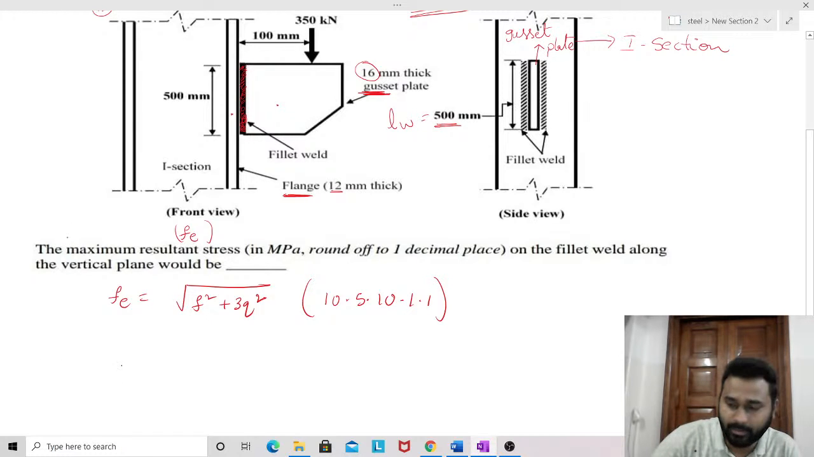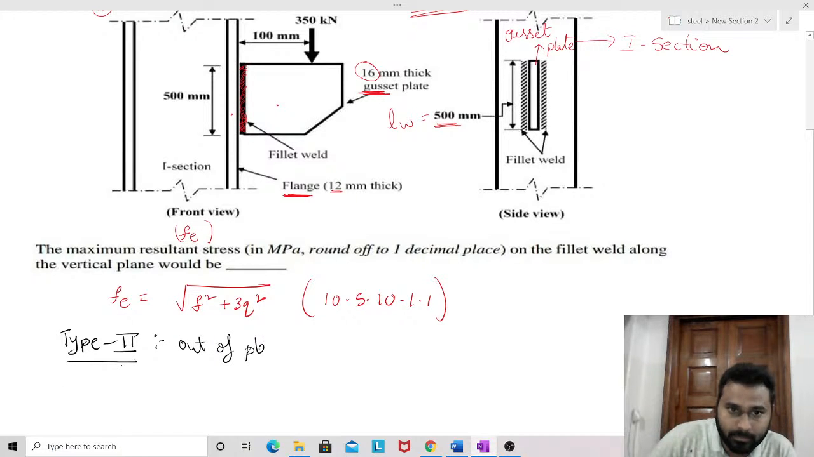So, type 2 weld. Type 2 means out of plane eccentricity welded connection.